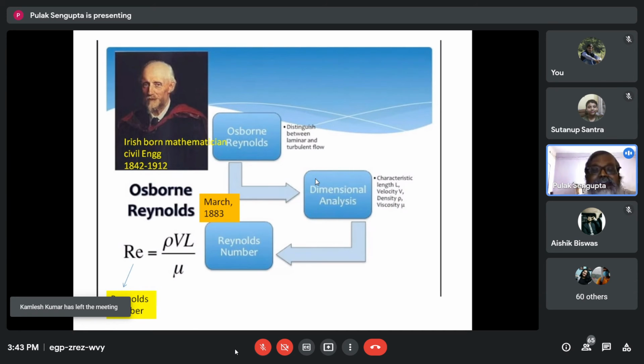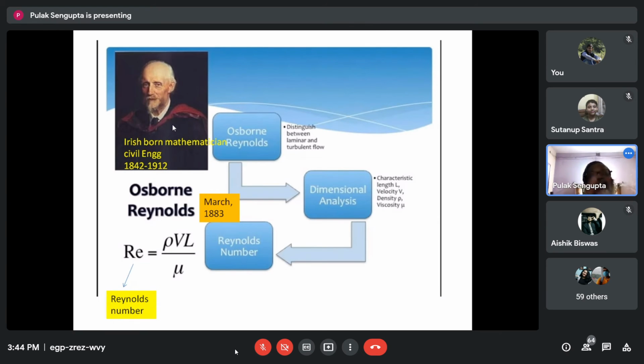What I was discussing, that the scientists were scratching their heads, what determines these two things? And these gentlemen, usually the scientists, teachers, and many creative persons, they don't have any religion, they don't have any land, they don't have any gender. They are the properties of the world, but motherland is motherland. He was an Irish-born mathematician, who worked in the civil engineering department throughout his life. Osborne Reynolds.